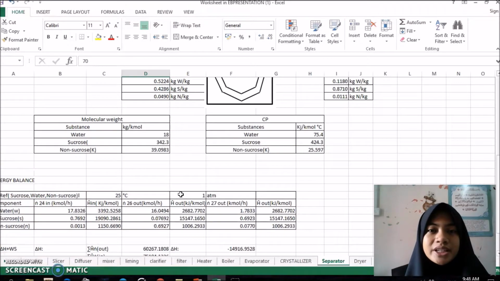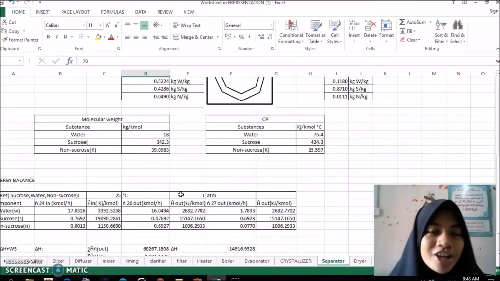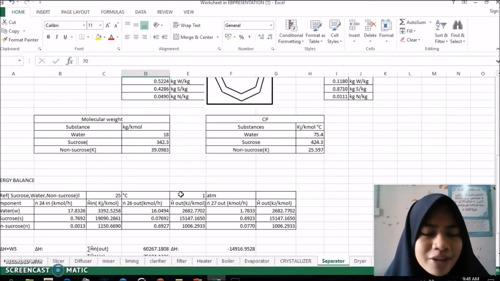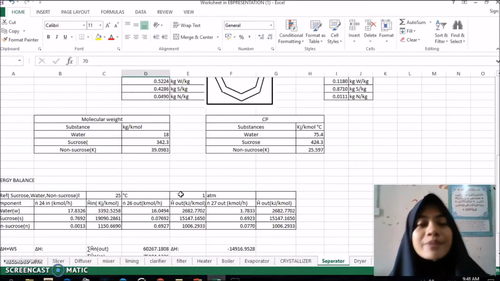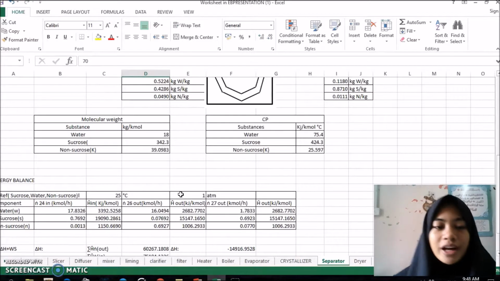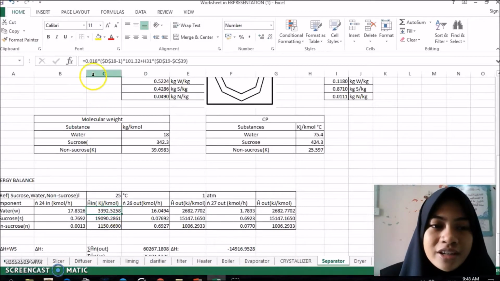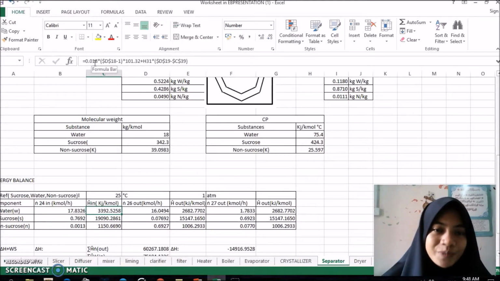So to get the specific enthalpy, we have to consider the pressure difference. To calculate that, the total specific enthalpy equals delta P times specific volume plus the CP value times the temperature difference. Here I will show you how the calculation is done. To get the specific volume, we have to deal with the SG value.